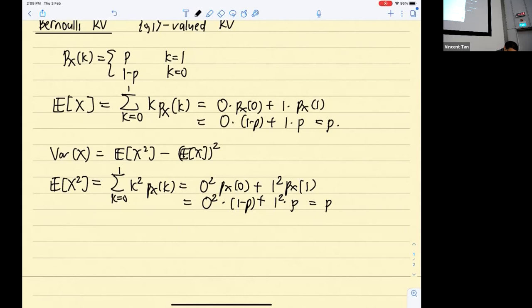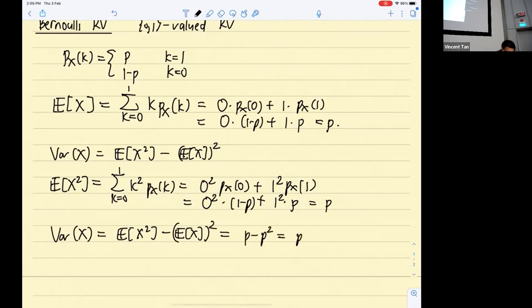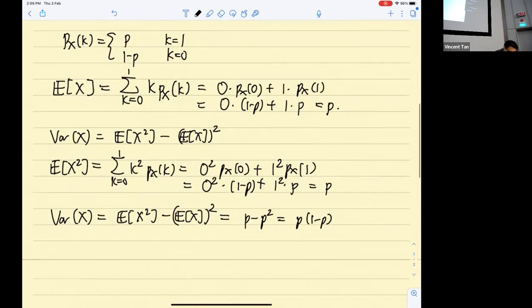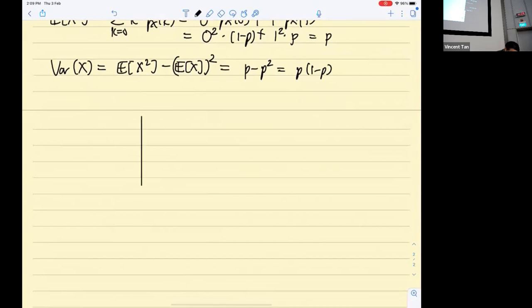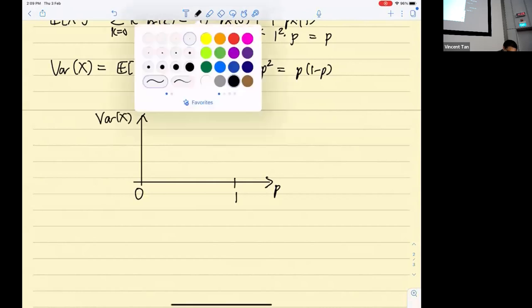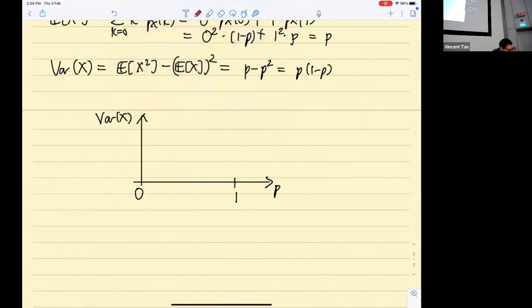So what is the variance? The variance of X is nothing but the second moment minus the first moment quantity squared. That becomes p minus p squared, and we can factorize this. We can actually plot the variance as a function of p, and this is not in the book. Here is our p. The only meaningful values of p are between 0 and 1, because probabilities must be between 0 and 1, the probability of success.